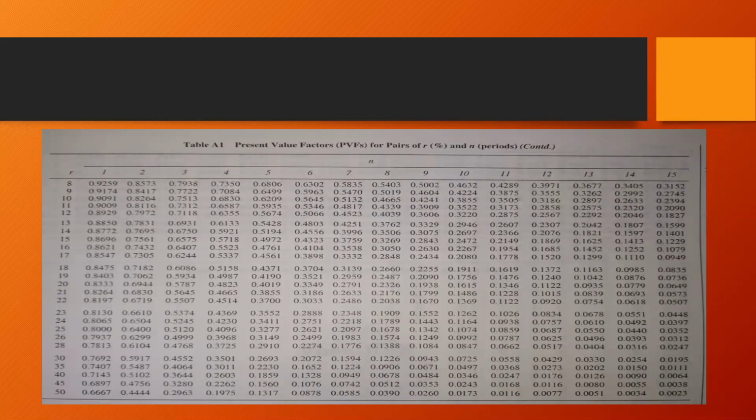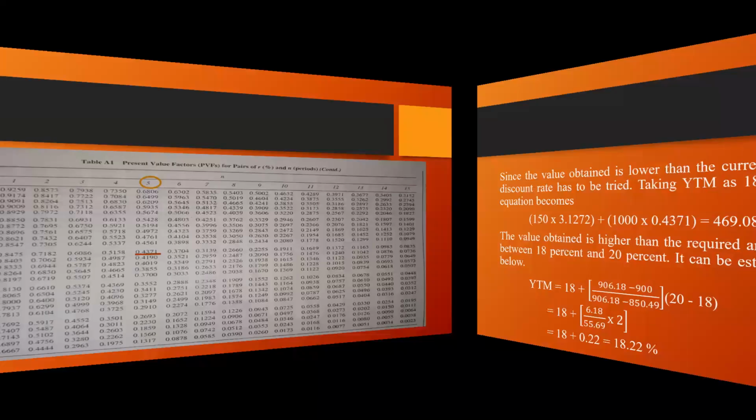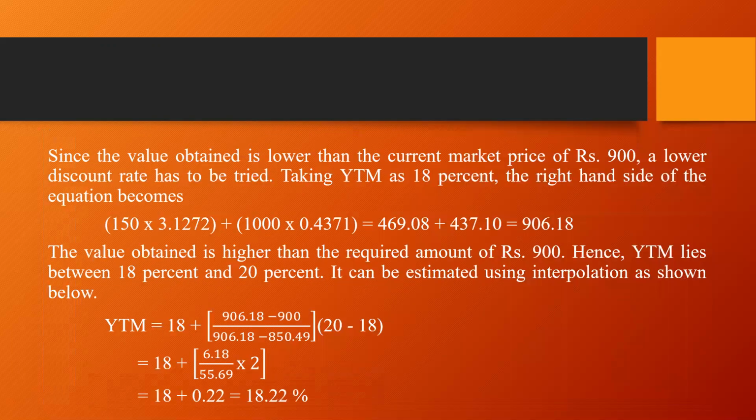And the next one is the present value factor to be multiplied with 1000 for 5 years at 18%. The value is 0.43. So that is what has been shown in the question also. 3.12 plus 1000 into 0.43. Now taking the sum of that, we get the value as 906. So the earlier value was less than 900. The second part, the value was higher than 900.